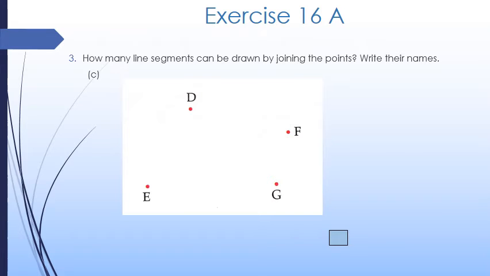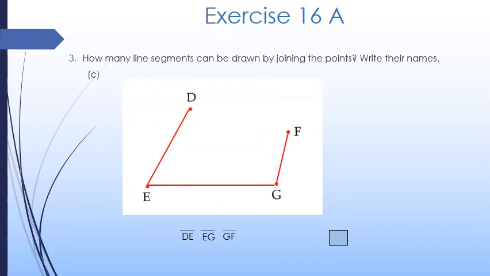Now children, let's come to question number 3, and the question number 3 is how many line segments can be drawn by joining the points and write their name. So let us see. First we are joining the point D and E, so one is the line segment DE. Second one is EG, we are joining the point E and G, means we can make one line segment between point E and G, so it is line segment EG.